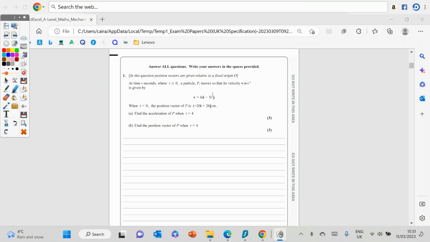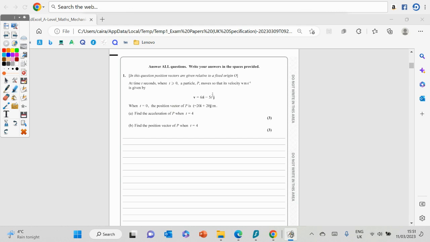Question number one, then. At time t seconds, where t is greater than or equal to 0, a particle P moves so that its velocity v meters per second is given by v equals 6t i minus 5t to the 3 halves j. When t is 0, the position vector of P is minus 20i plus 20j meters. Find the acceleration of P when t equals 4. Alright then, so we want acceleration.